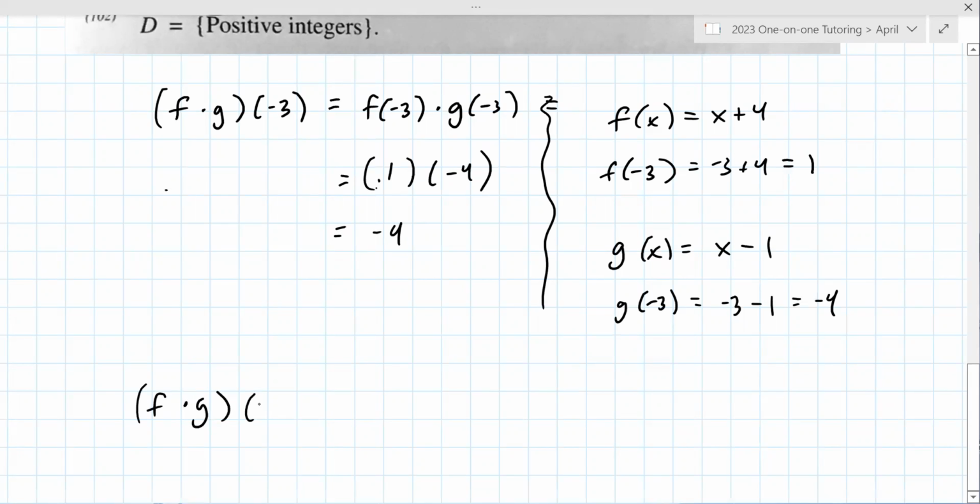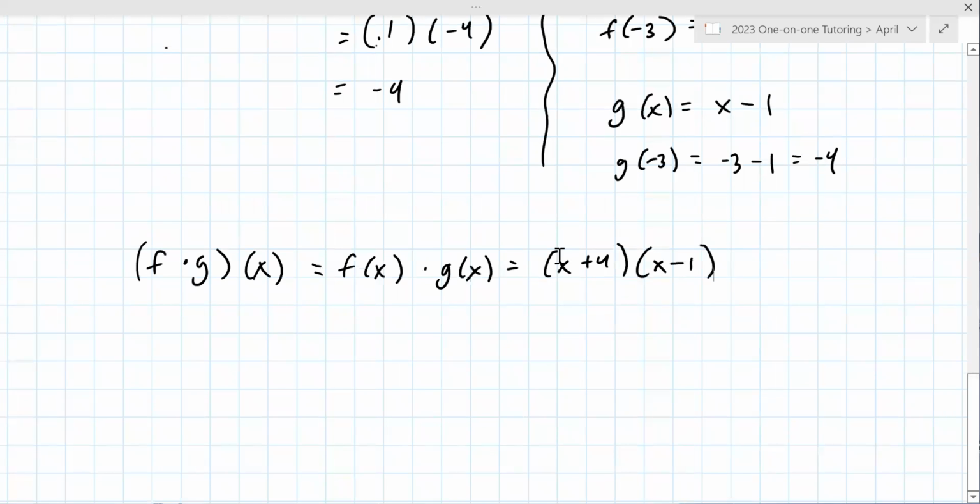Now let's do the full FG of X here. Let's just do the product thing here. So that's F of X times G of X. That's X plus 4 times X minus 1. When you get caught up here, will you FOIL that for us, please?